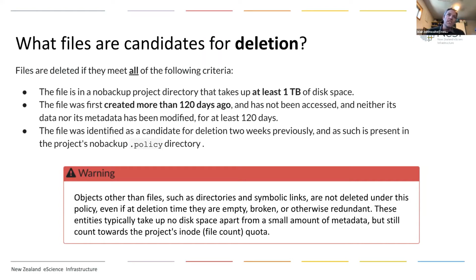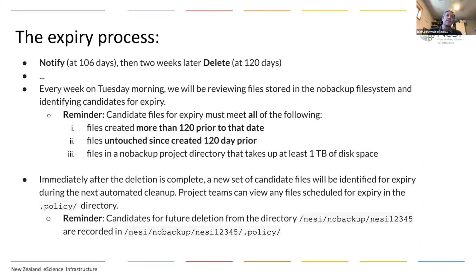So we mentioned here this policy directory. It's perhaps easier if I move over to the next slide to explain that. So the way the process will work is that we'll run a notification job at the 106-day point, essentially, and that's relative to the age of files in your nobackup project directories, and then we'll run the delete process at the 120-day point.